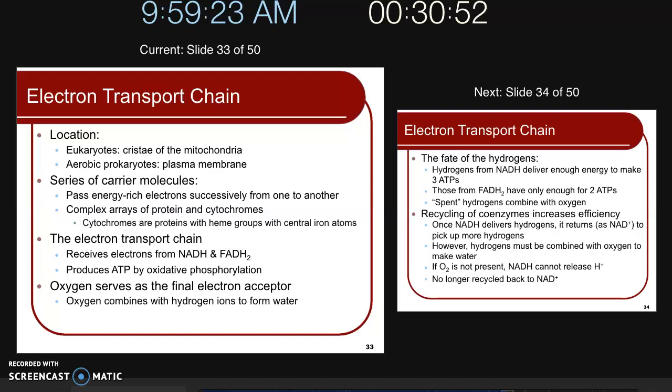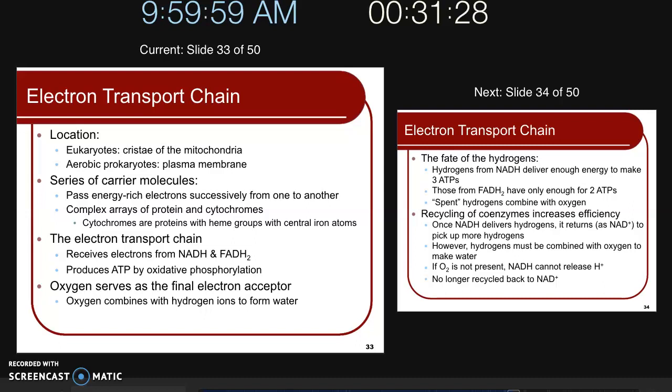This happens in the cristae of the mitochondria in eukaryotes. Okay, for aerobic prokaryotes, it happens in the plasma membrane. Through a series of carrier molecules, energy-rich electrons pass successively from one to another, through a complex array of proteins and cytochromes. Cytochromes are proteins with heme groups and essential iron atoms. The electron transport chain receives those NADH and FADH2s and produces ATP by oxidative phosphorylation.